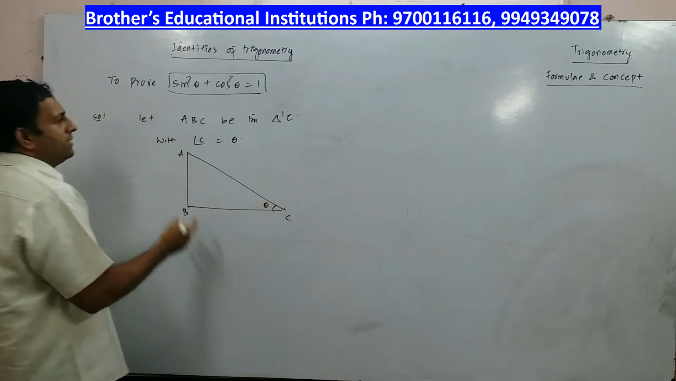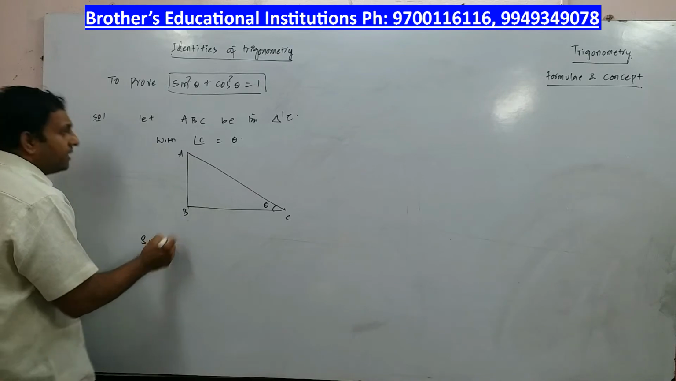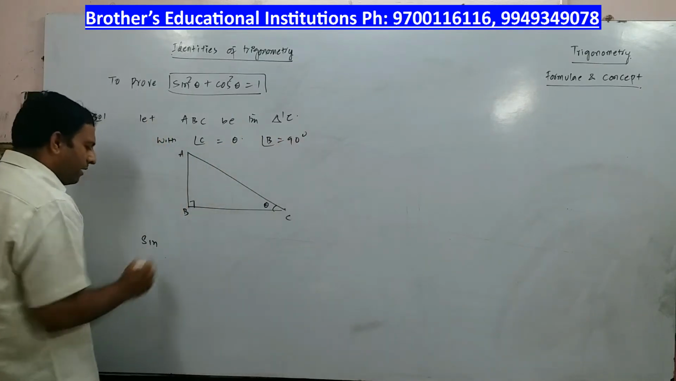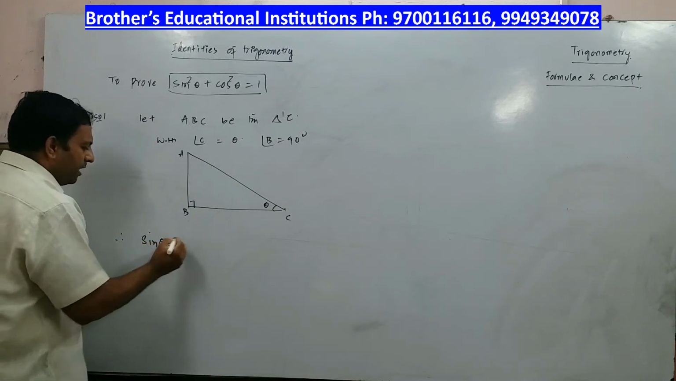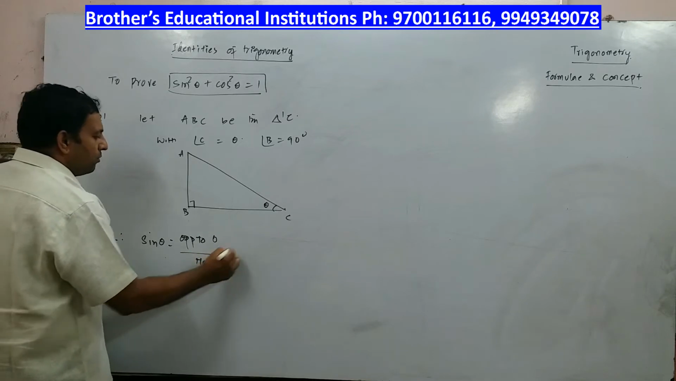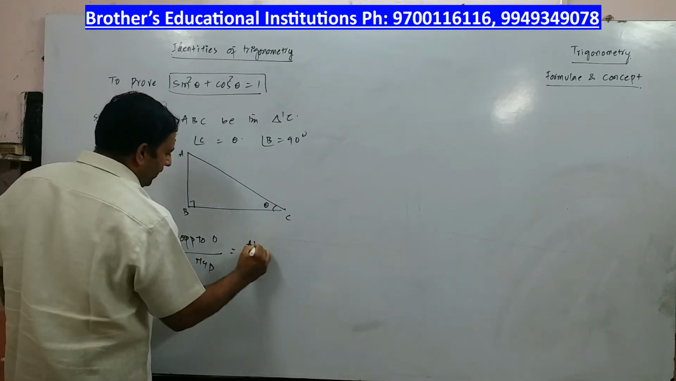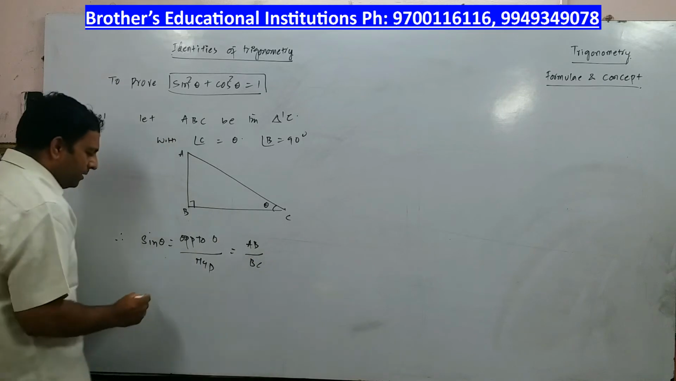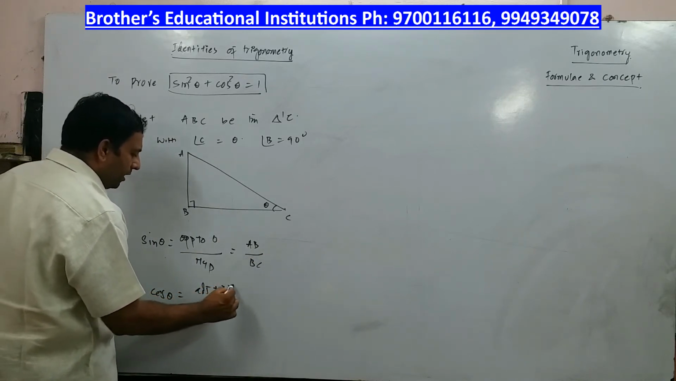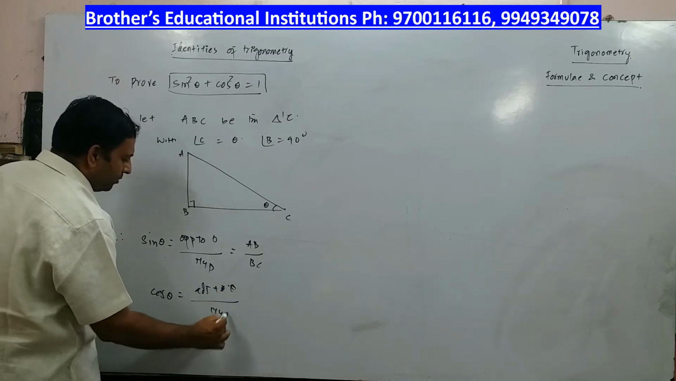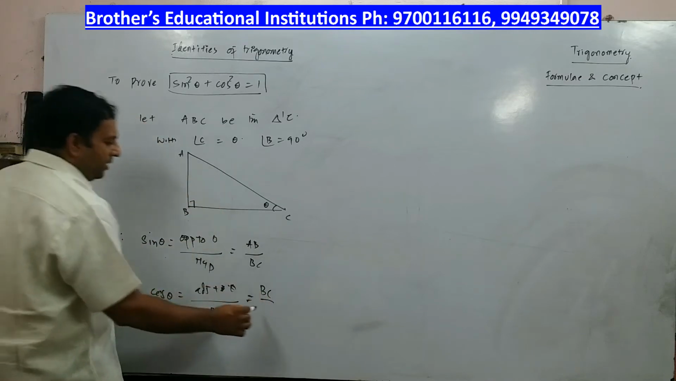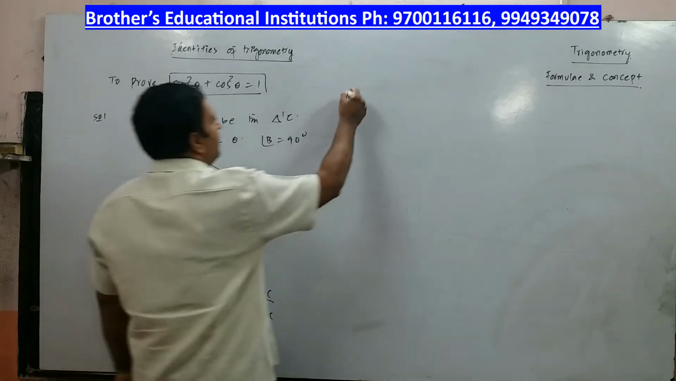Now let us try to understand what sine theta is. Right, with C equal to theta and angle B equal to 90 degrees. It has to be a right angle triangle. Now therefore, what is the sine theta formula? Opposite to theta by hypotenuse. What is the side which is opposite to theta? AB, by what is hypotenuse? BC. Now what is cos theta? It is adjacent to theta by hypotenuse. What is the side which is adjacent to theta? BC, by what is hypotenuse? AC.